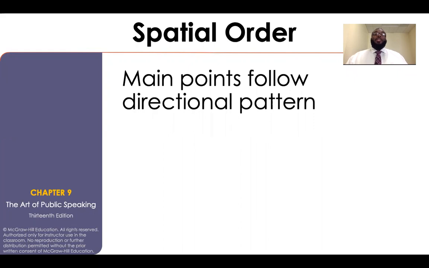Spatial order. Spatial order deals with directional pattern. In this instance, we'll be talking about location and proximity. The example that I gave in class was when I learned about the planets. When I learned of the planets, I learned them in order of closeness to the sun. So we were following a direction. We were going from Mercury to Venus to Earth, so on and so forth.